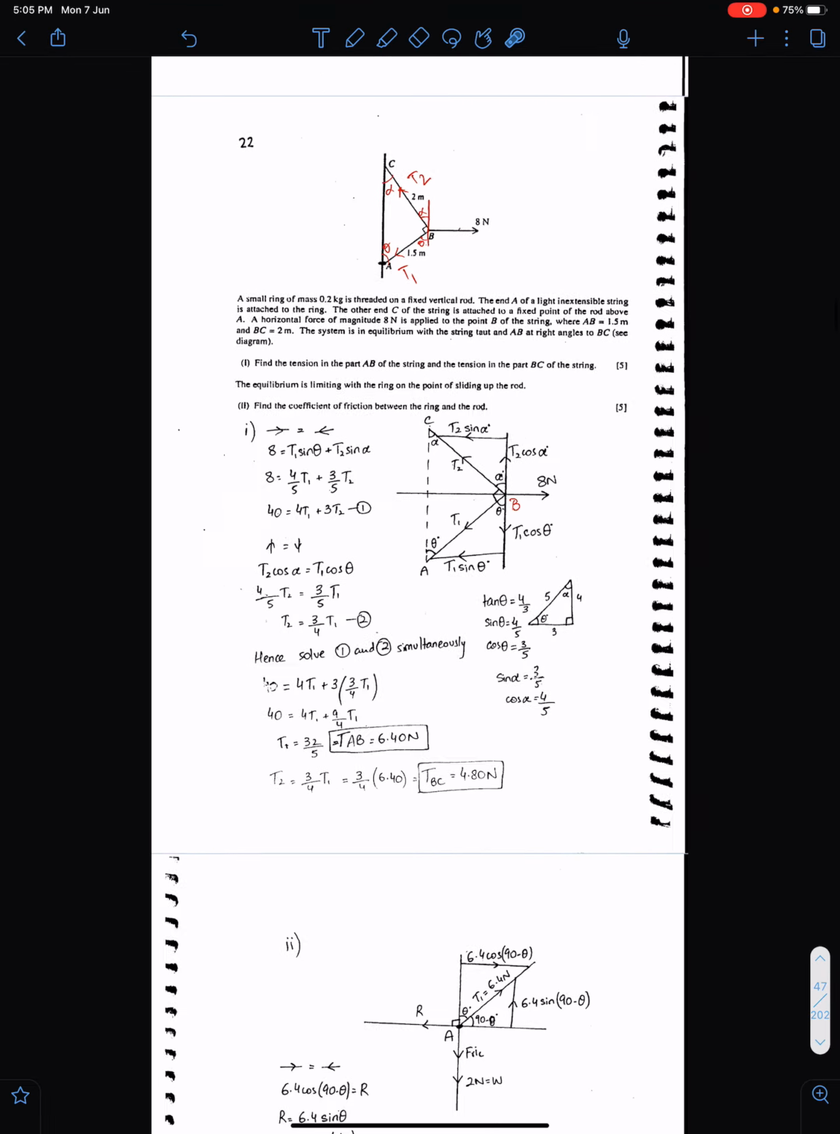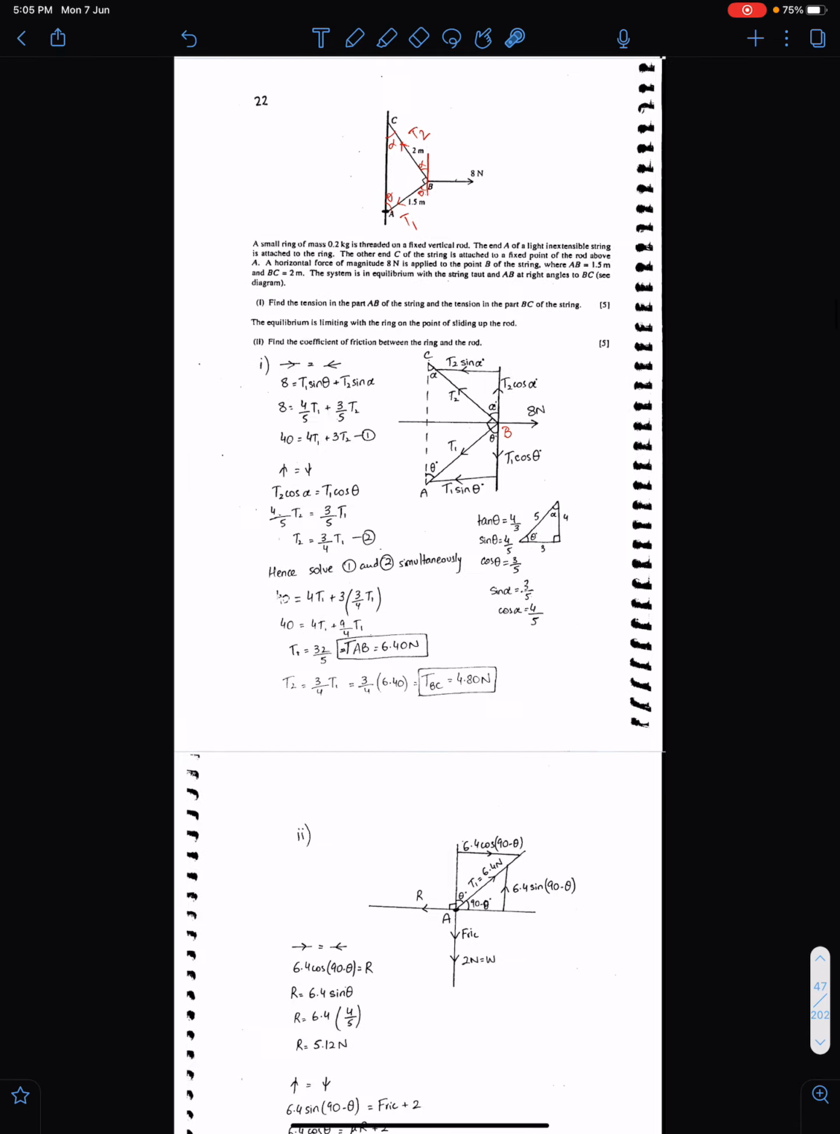Now take a screenshot of this solution, because this question is also very important.